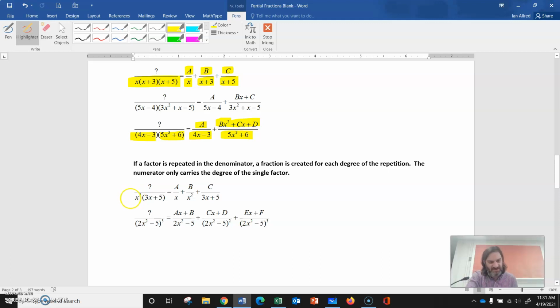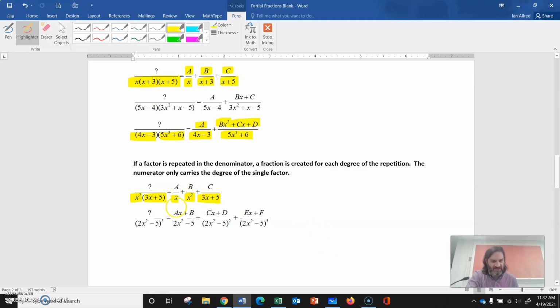So in this example, the denominator is x squared times 3x plus 5. If something repeats, you're going to use every power of that repetition. So with the x squared, the x is the true factor. Okay? So you're going to use an x to the first, but since it shows up twice, you're also going to have an x squared. And that allows for the fact that you could have different values up top. Okay? The 3x plus 5 is going to get its own fraction just like above.